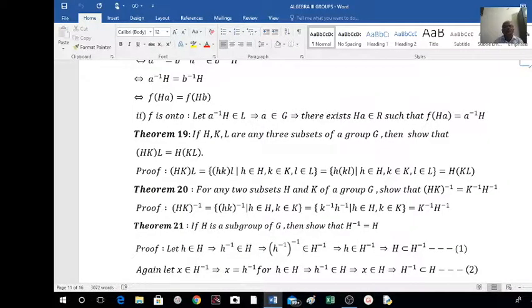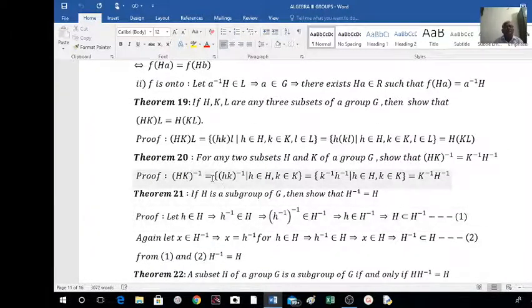Next, one more small theorem. For any two subsets H and K of a group G, show that HK whole inverse is equal to K inverse H inverse. What do you mean by H inverse? This is nothing but the set of all the inverses of H. And this is the set of all the inverses of K. This is the set of all the inverses of HK.